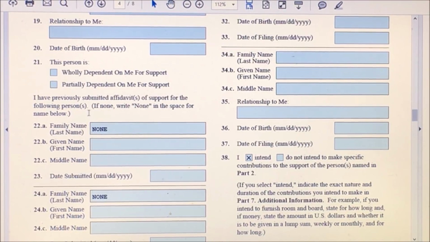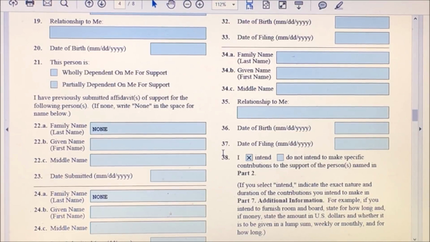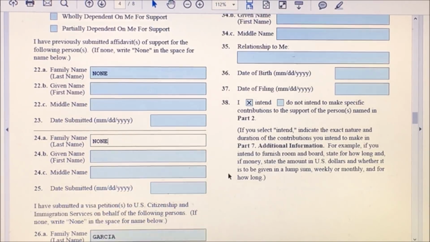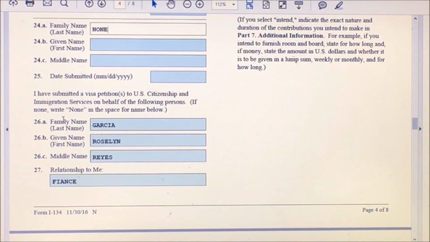Okay, so if you're submitting multiple affidavits of support in a short duration, you have to write the names of the people for whom you submitted affidavits first and subsequent affidavits you provide, even if the first set of people have not visited the consulate yet. So since he did not submit an affidavit of support before, we just type none. Okay? And the next, I have submitted a visa petition to U.S. Citizenship and Immigration Service on behalf of the following person.